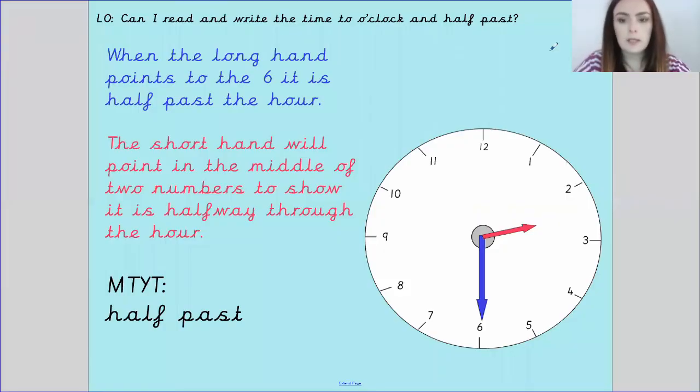We're now going to be looking at half past. When our long hand points to the 6, it means it's half past the hour. The short hand will point in the middle of the two numbers to show it's halfway through that hour. So we need to look at the number that comes first, because that will show us it's half past that hour. My turn, your turn. Half past.